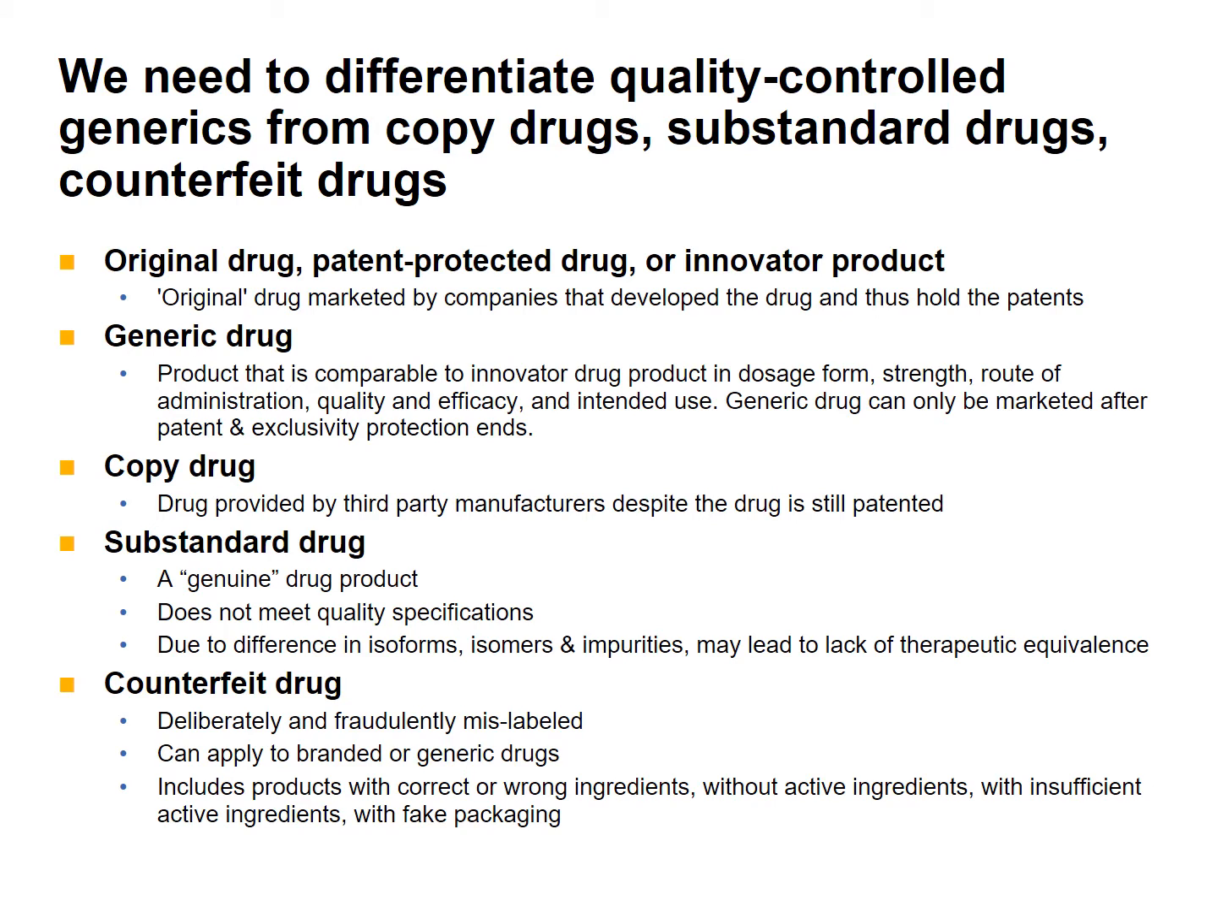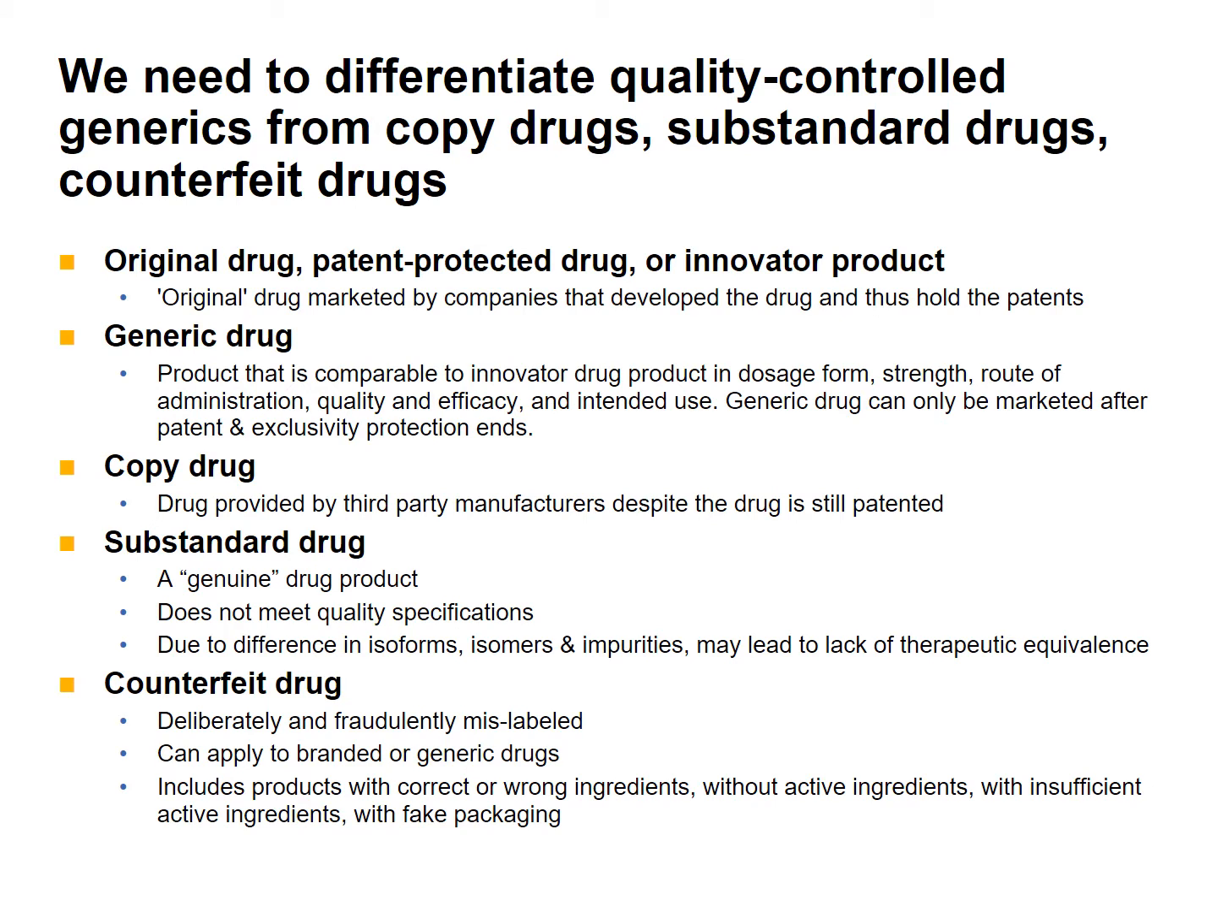First of all, the original drug, or the originator drug or innovator product, is the original drug that is marketed by the company that has developed the drug and holds all the patents. A generic drug is a comparable product that is very similar to the innovator product in dosage, form, strength, route of administration, quality and efficacy, and intended use. The generic drug can only be marketed after the patent and market exclusivity has ended. A copy drug is a drug provided by a third-party manufacturer despite the drug still being patented, for example, because the country is ignoring the patent rules.